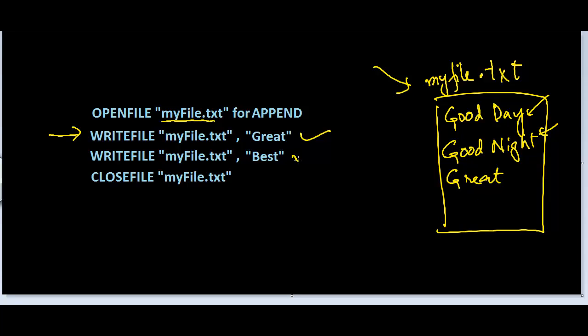And when this second write file instruction executes, best is going to be added to a new line in our file, and finally we're going to close the file. So the key concept here is that in the append mode we are not going to overwrite the existing file. Rather, when we write something to a file in append mode, those new values are added into new lines in our text file.